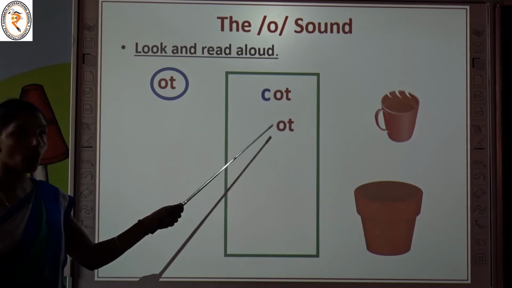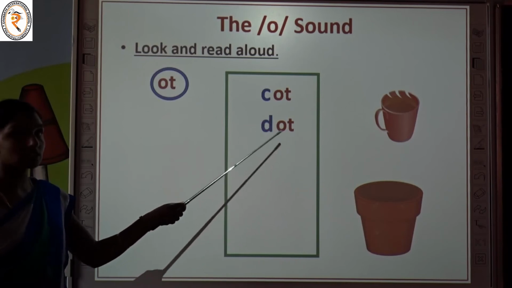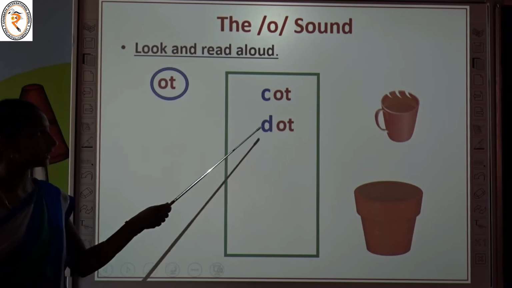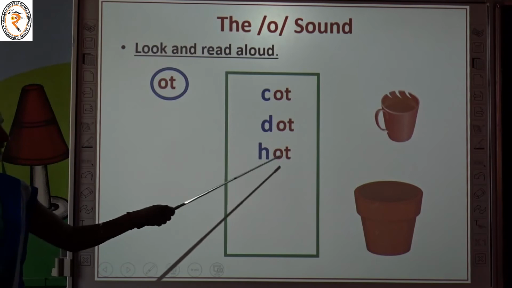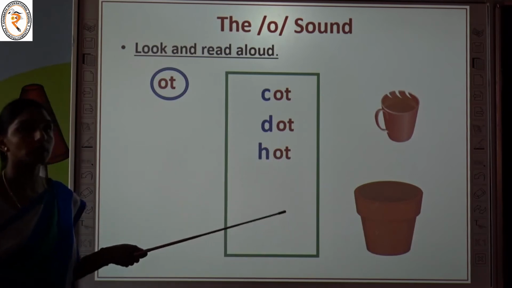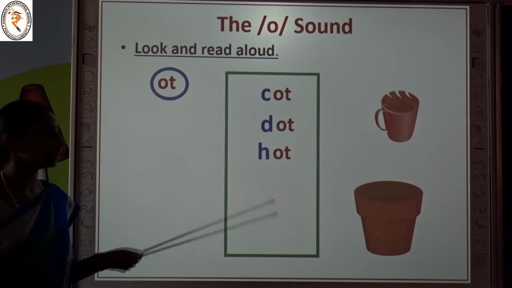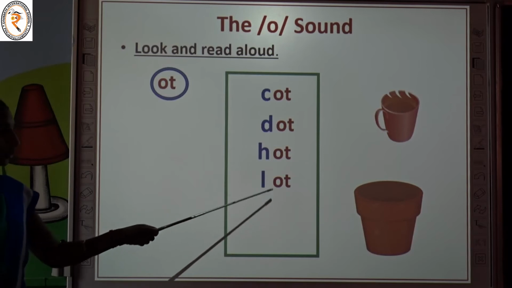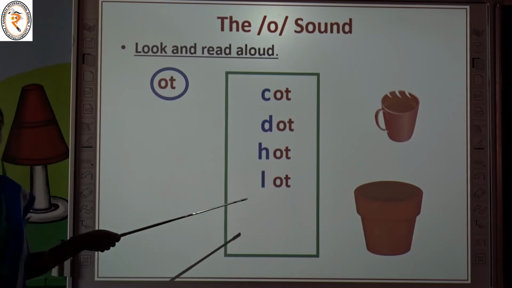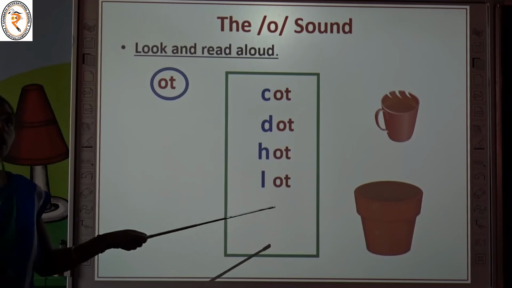Next, how can you pronounce the letters OT together? Try yourself. OT, ot. D is added. D plus ot, dot. Very good. H is added to ot. OT, ot. Hot. The sound of the letter H, ha, hot. What is it children? L is added to ot. What is the sound of the letter L? Can you tell? Very good, super. Il plus ot, lot.